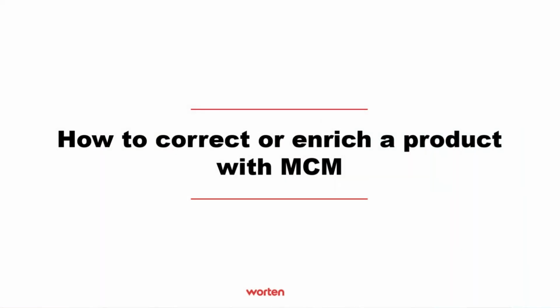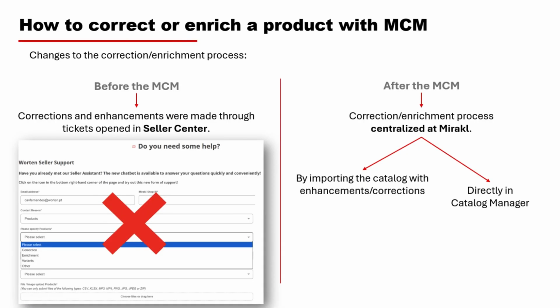Now, let's look at how the correction and enrichment process has changed with the introduction of the Mirakl Catalog Manager. Before MCM, any corrections or improvements to products had to be made through tickets submitted in the seller center. This sometimes made the process slower and less centralized. After MCM, everything is now centralized directly in Mirakl. You can make your corrections or improvements in two ways. By importing your catalog again with the necessary updates or corrections. In the same way you would import your catalog when creating new products.